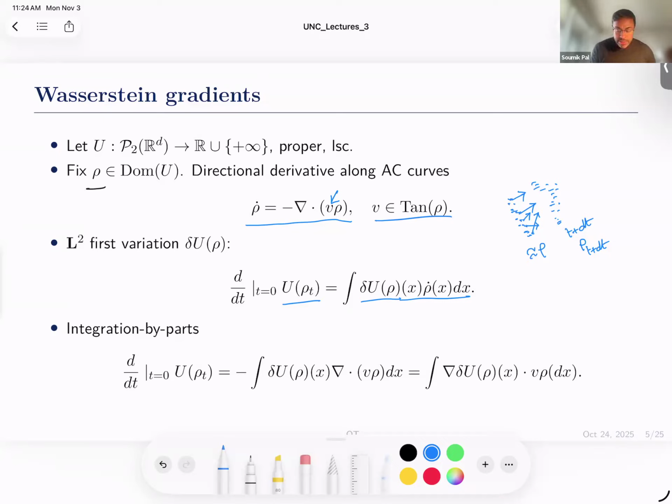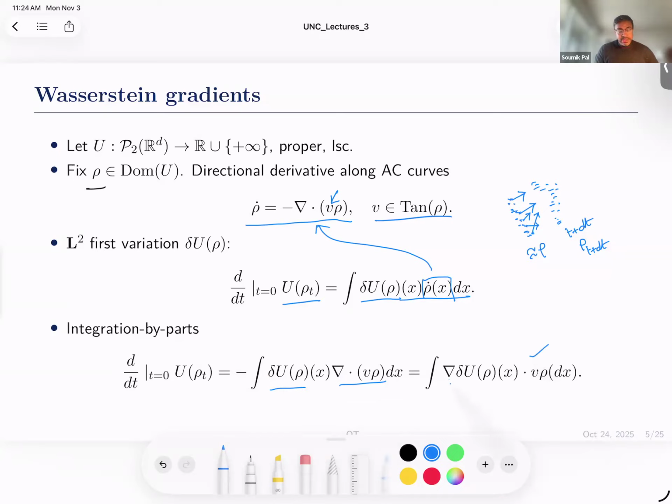Okay, so there will exist some function such that if I take my directional derivative of u of rho_t along each one of these velocity vectors, tangent vectors, I would get that this is equal to the integral of delta u of rho of x times rho dot of x dx. And now this rho dot of x is the right-hand side of negative divergence of v rho. So if I do an integration by parts, I get negative del rho u of rho of x times divergence of v rho dx. And now I do an integration by parts: this divergence becomes a gradient, the negative sign vanishes, and I get this.